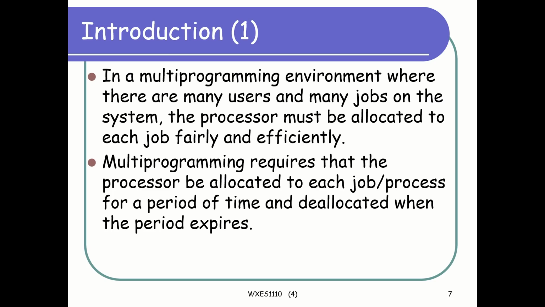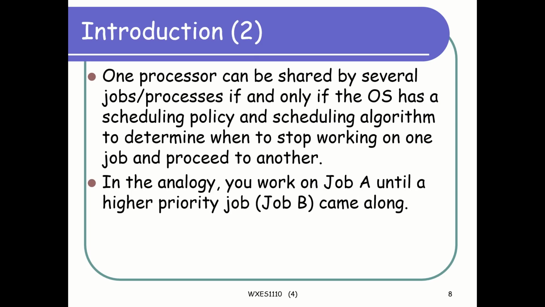If a program is deallocated during execution, it must be done in such a way that it can be restarted later as early as possible. So one processor can be shared by several jobs if and only if the OS has a scheduling policy. So you schedule your process, okay, process 1 at what time, process 2, and so on. And a scheduling algorithm determines when to stop working on one job and proceed to another. In the analogy, you work on job A until a higher priority job B came along.